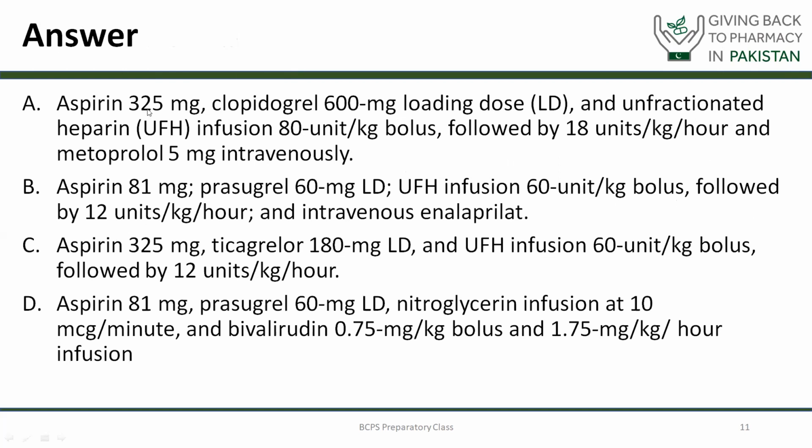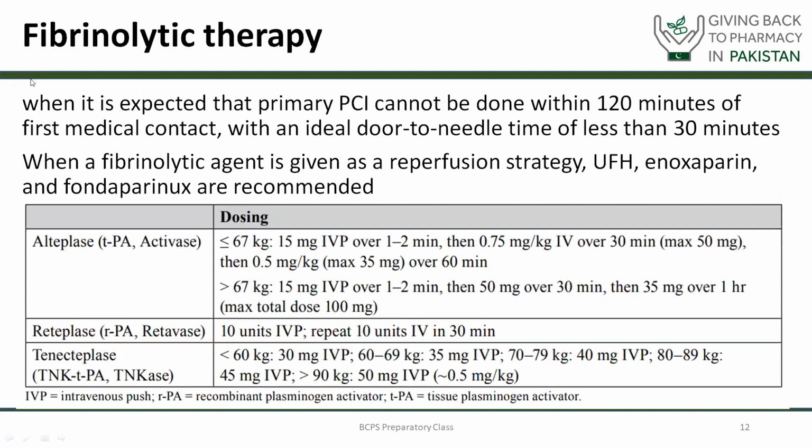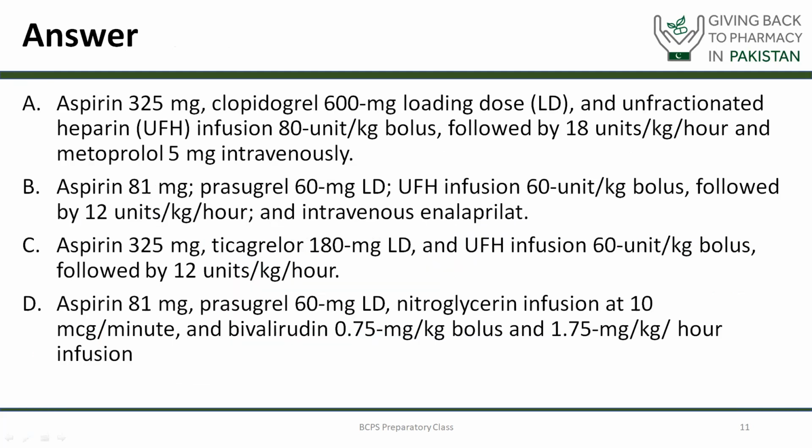Aspirin 325 milligrams is the correct dose because they have not given any medication list for what the patient is taking. So the aspirin loading dose we will give is 325 milligrams. So there are two options with 325. The 81 milligram we will just rule out because this is not the recommended therapy. From A and C, we have to choose the next one. Clopidogrel 600 milligrams, this is correct.